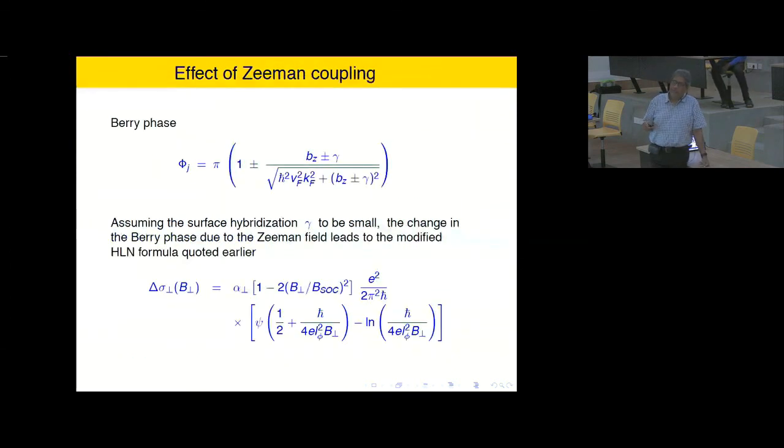So the effect of Zeeman coupling is like this. Assuming that the surface hybridization is small compared to the Zeeman field, you find that the deviation of phi from pi is proportional to Bz, and therefore you get this modified HLN formula. This B perpendicular divided by B SOC is essentially Bz times some dimensionless numbers. Okay, so this qualitatively explains where this formula comes from.